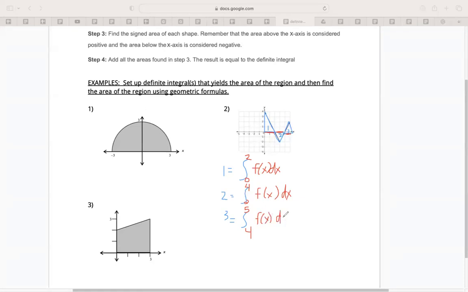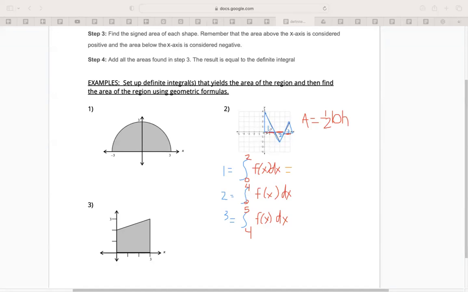Okay, so that's step number 1. Step number 2, what formulas are we going to use? They're all going to be the same formula. The area of a triangle, remember, is 1/2 base times height. So all we have to do is identify what is the base and the height of each of these triangles, and then we can find all the separate areas. Okay, so let's go to number 1.